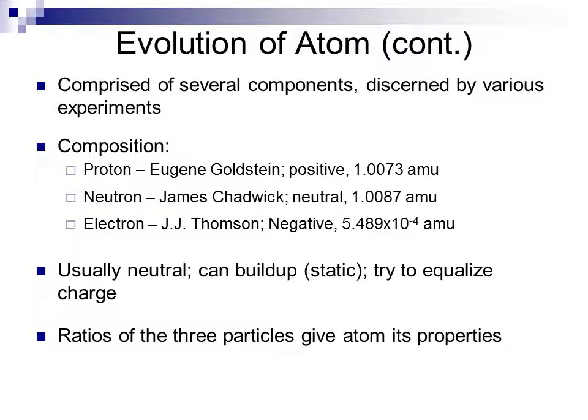Now, the ratio of these 3 particles in an atom gives the atom its particular properties. We can identify an atom as a particular element by its protons, because that is the only one of the 3 which will not change within an element. The number of neutrons will change depending on the isotope, and the number of electrons can change depending on whether the atom is an ion or not.